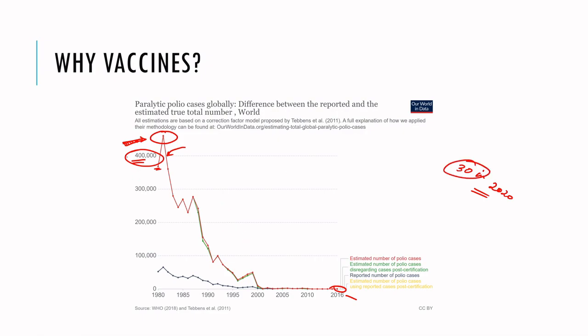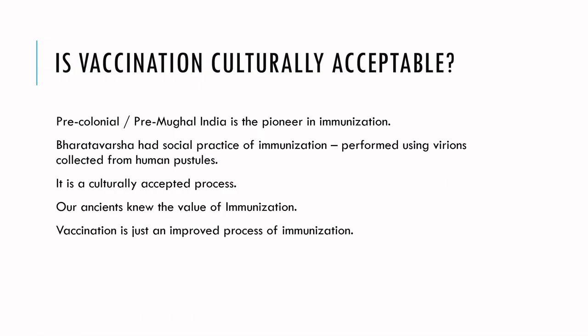How did we achieve this? We achieved it by mass vaccination. Even today, India's polio vaccination program is a major success story in human history. It is done at a scale that is unprecedented anywhere else in the world, and we have been able to save lives, and our children's lives, with vaccines. Okay.